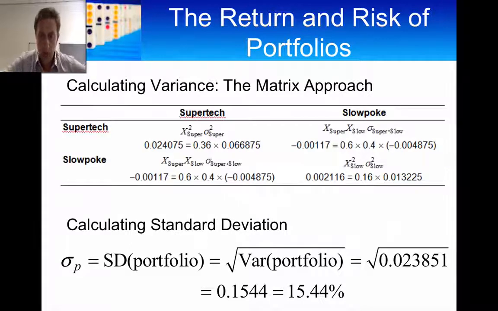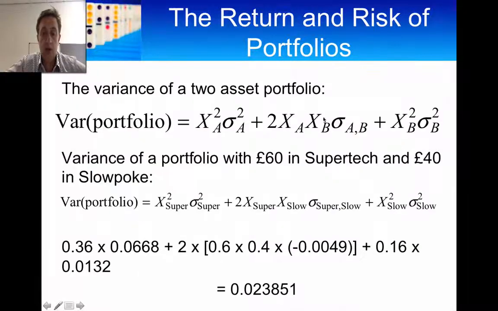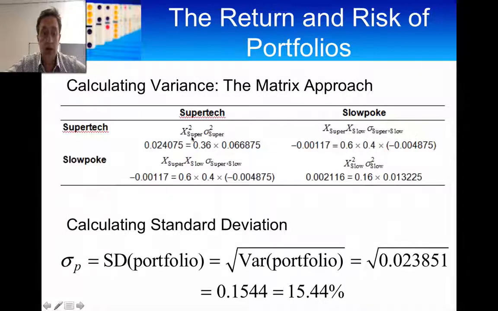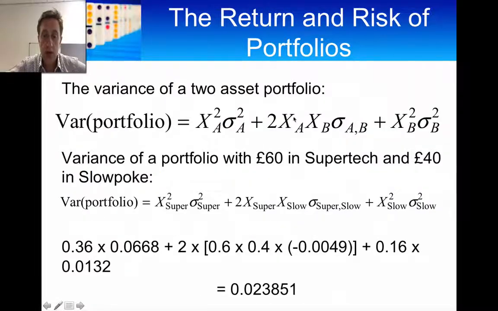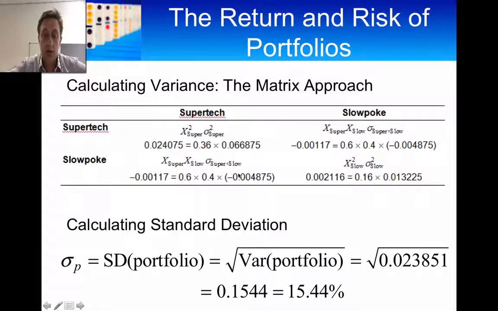So one way of looking at this is to break down the elements of the variance formula. Here, the formula is broken down into a matrix, and you can see that there are the squared terms, and then the weight of Supertech times the weight of Slowpoke times the covariance between Supertech and Slowpoke. But from the formula you see that there's a 2 there: this term appears twice in the matrix, and so we have to multiply it by 2.